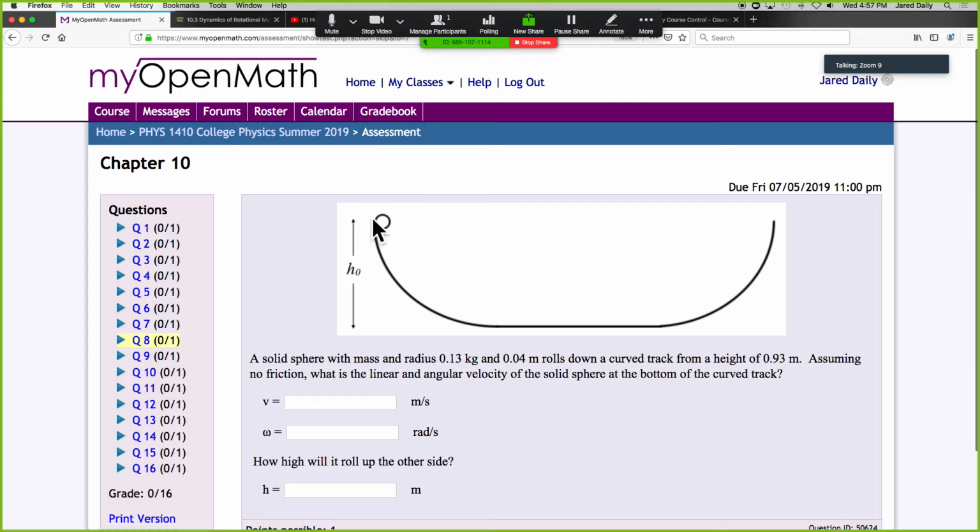This is another one where the energy goes from potential energy to two kinds of kinetic energy, and so on and so forth.